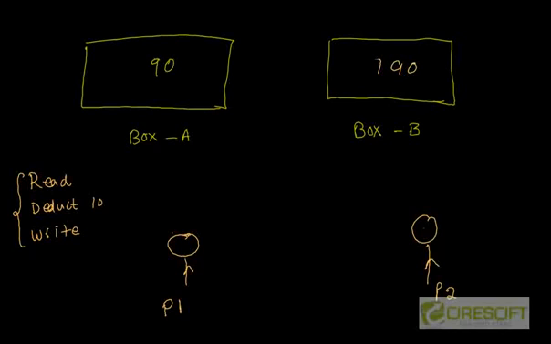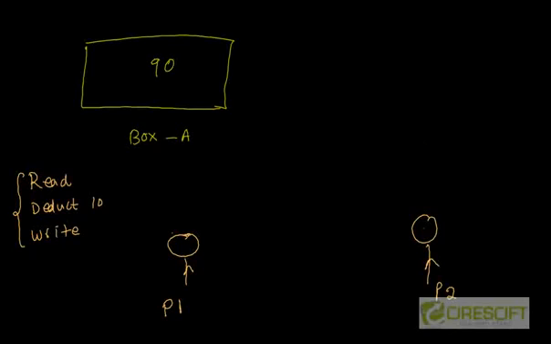Now let's do one thing. Let's remove box B, so we have only box A. Let's say to start with we have 100 here. Now I'm asking P1 and P2 to do the same operation, read, deduct, write. That means P1 goes to box A and P2 also goes to box A, the same box. Let's see what's going to happen. Let's say P1 reaches there first.